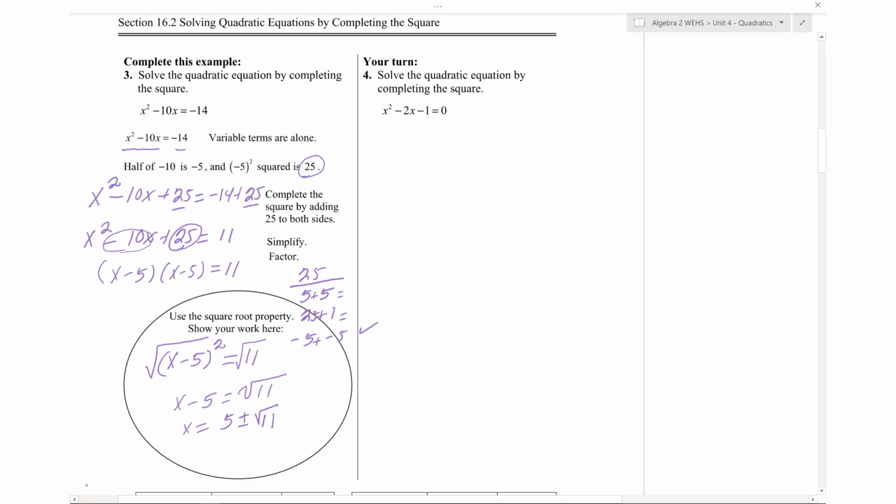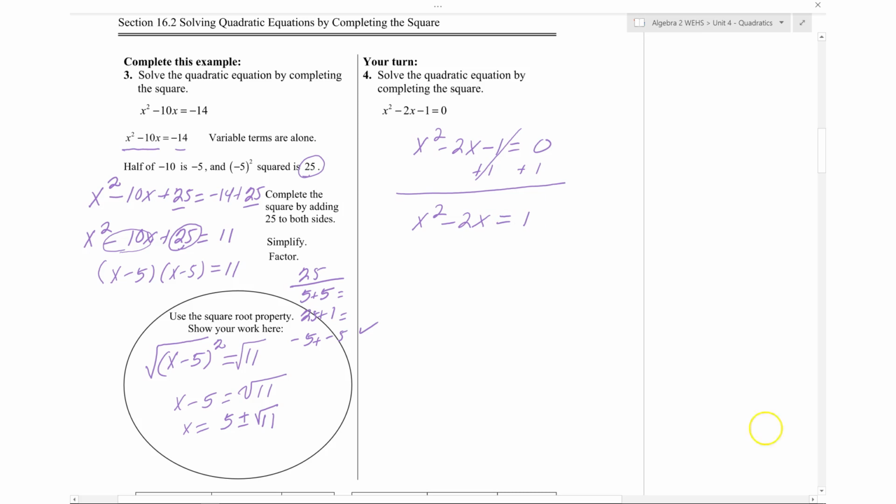So now we're going to go ahead and wrap it all up together. We have x squared minus 2x minus 1 is equal to 0. And since we can't solve this by factoring, we're going to go ahead and complete the square. We're going to add 1. Minus 1 plus 1 is 0, so we're left with x squared minus 2x is equal to 1.